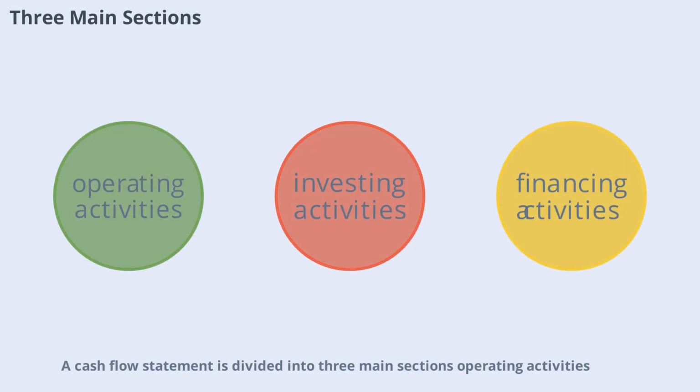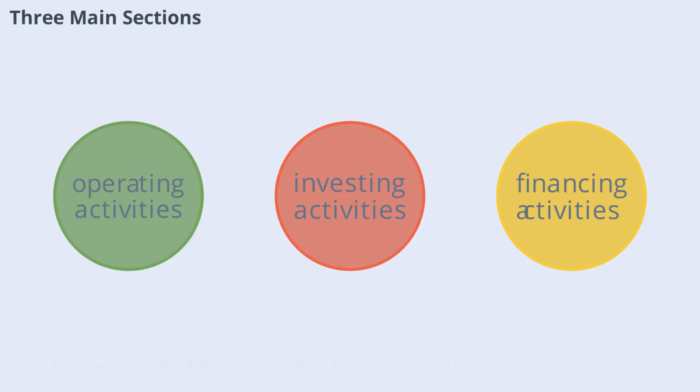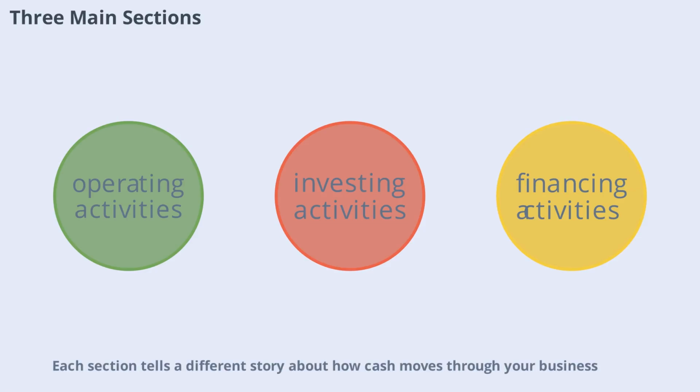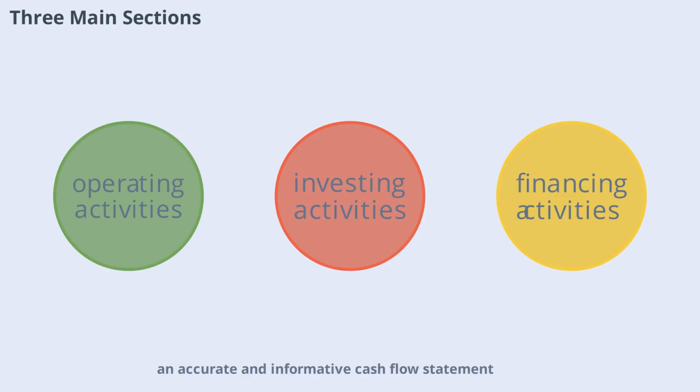The cash flow statement is divided into three main sections: operating activities, investing activities, and financing activities. Each section tells a different story about how cash moves through your business. Operating activities cover day-to-day transactions, investing activities relate to buying or selling assets, and financing activities involve borrowing or repaying funds. Understanding these sections is key to compiling an accurate and informative cash flow statement.